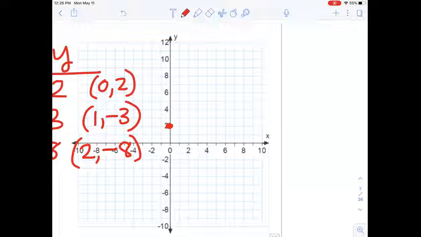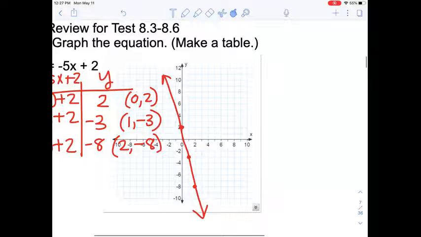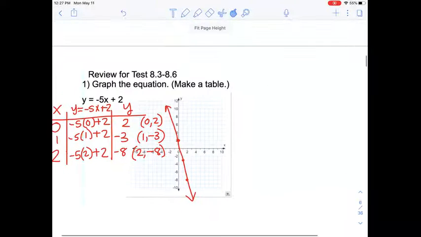So I'm going to start by plotting 0, 2. I start at 0 and I go up 2, plot my first point. And then we have 1, negative 3. So I'm going to go over 1, down 3, plot my point. And then 2, negative 8. Go over 2 and down 8. And now that I have my 3 points, I can connect them and make my line.